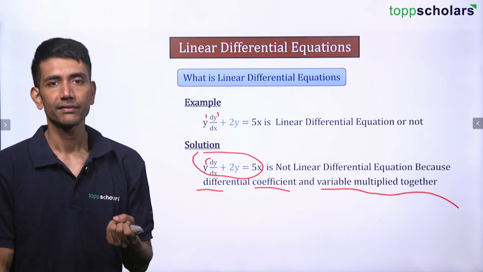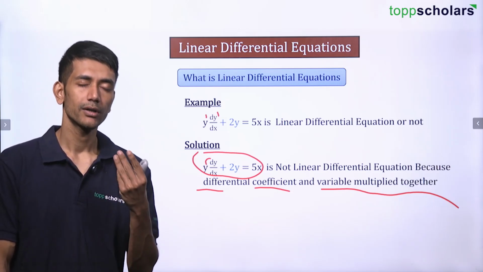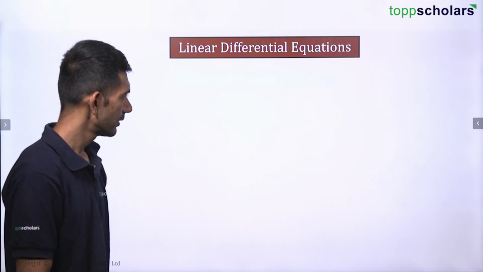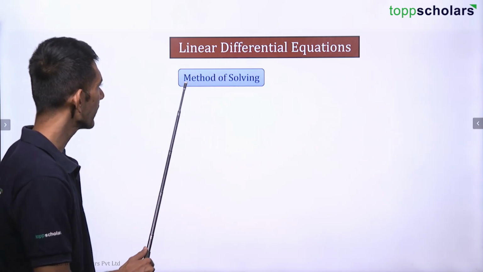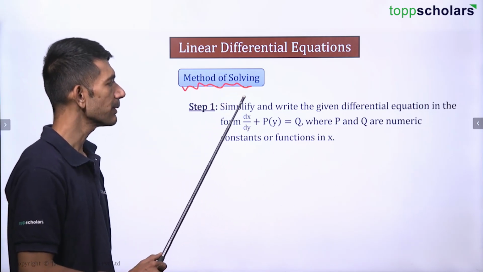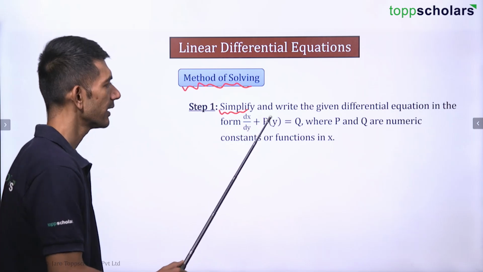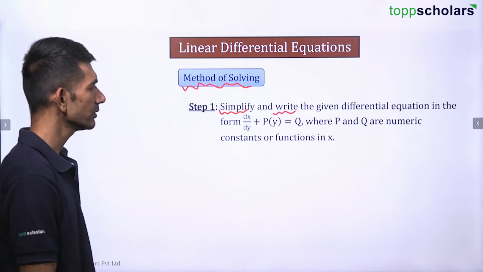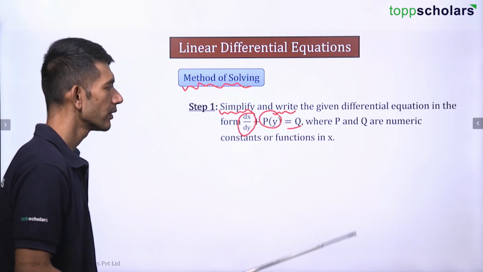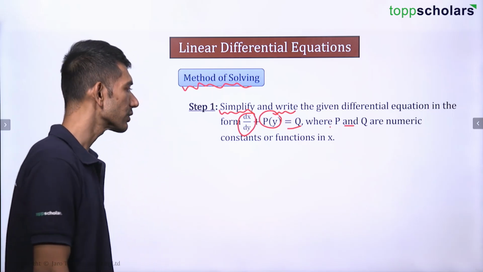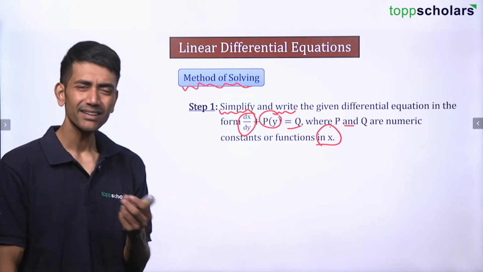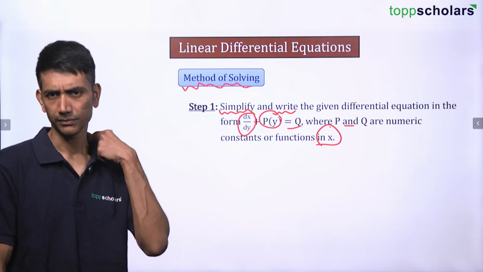So I hope you are understanding the difference between when a differential equation is a linear differential equation and when it is not, right? Simple? Okay, let's continue further. Now let us see some of the methods of solving these linear differential equations. So firstly, we will simplify and write the given differential equation in the form of dy by dx plus Py is equal to Q, where P and Q are either functions in x or simply numerical constants. They can be constants, right?